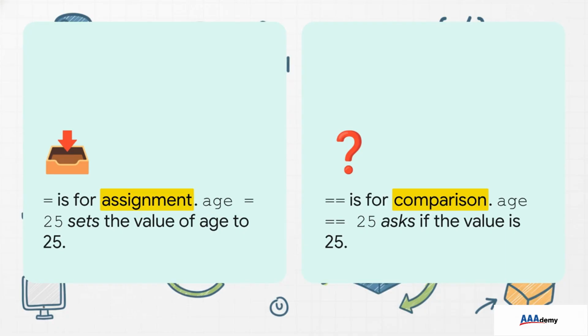Okay, pause. This next one is huge. It's a classic rookie mistake, and I want to make sure you see it coming. A single equals sign is not asking a question, it's giving an order. Age equals 25 is what we call the assignment operator. It sets the age to 25. The double equals sign, that's the comparison operator. That one asks the question, hey, is the age equal to 25? Getting those two mixed up can cause some really sneaky bugs.